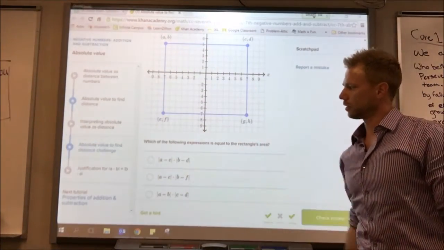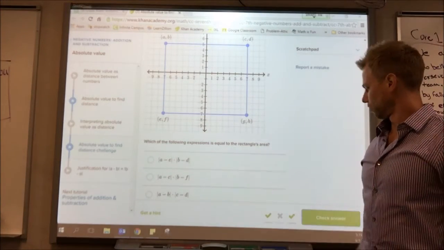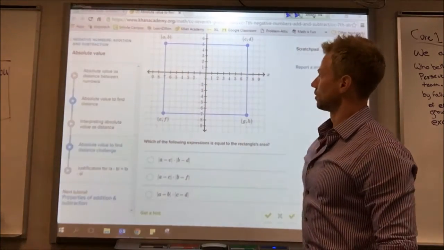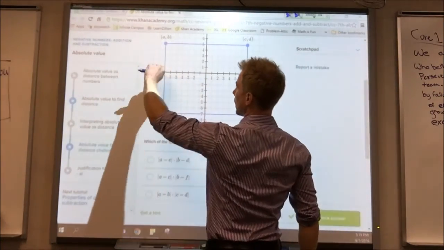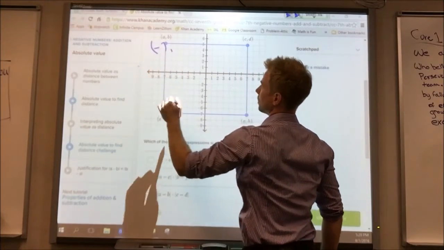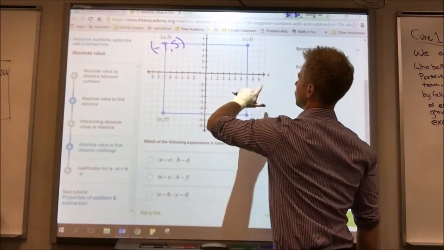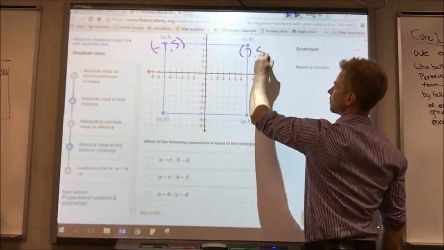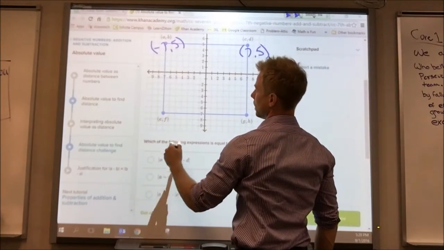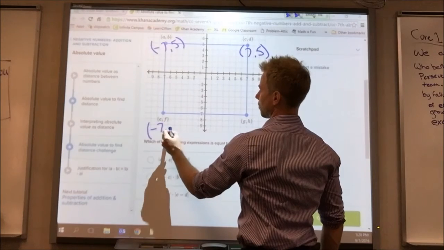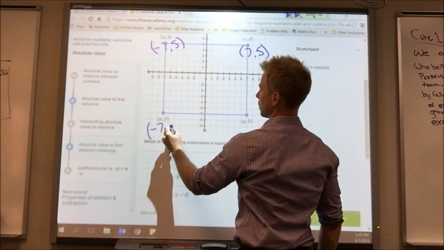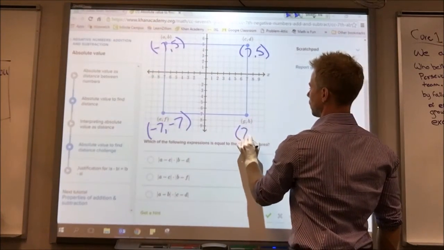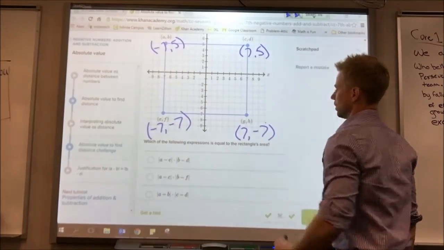All right, we have another graph problem where we need to find the area of the rectangle. So again, we want to figure out the value of each one of these letters. Okay, so over here, A, the x-coordinate is negative 7, B is 5. Over here, C, the x-coordinate is positive 7, and D is 5. Down here, E is negative 7, F is negative 7. Over here, G is positive 7, and H is negative 7.